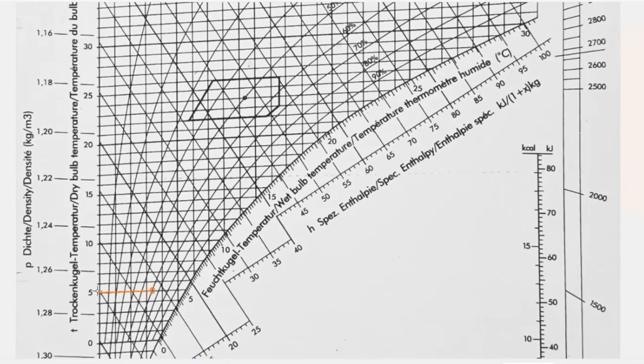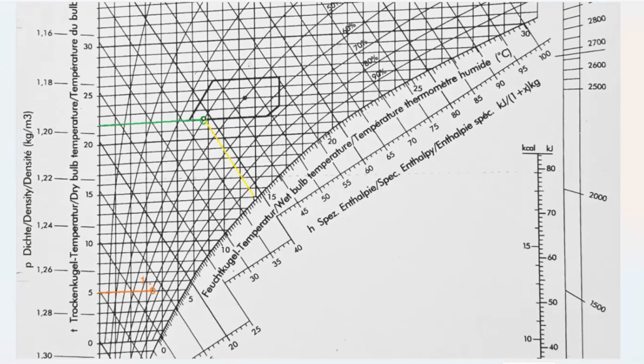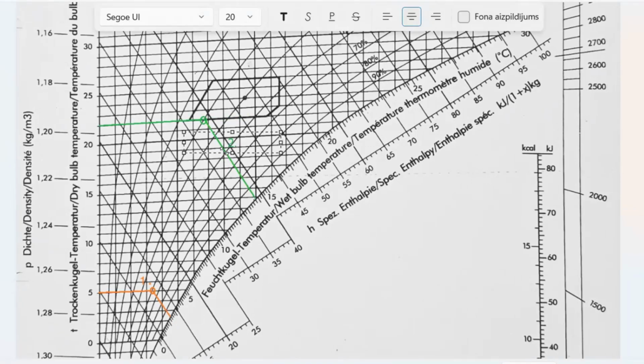As an example, let's take an air handling unit which uses 80% recirculated air and 20% outdoor air. The goal is to calculate the resulting air parameters. Step 1. Gather your data. Outdoor air parameters are plus 5 degrees Celsius and 60% relative air humidity. Return or recirculated air parameters will be 22 degrees Celsius and 40% relative humidity.